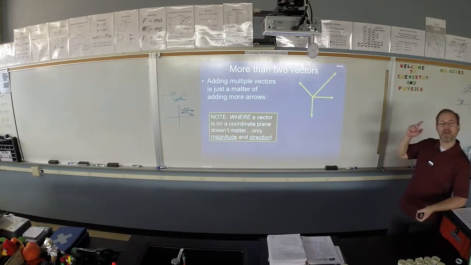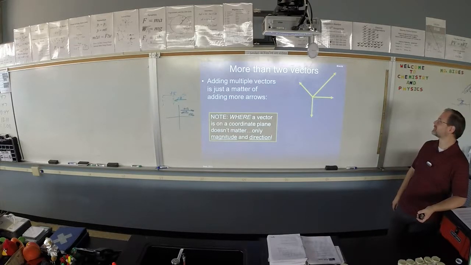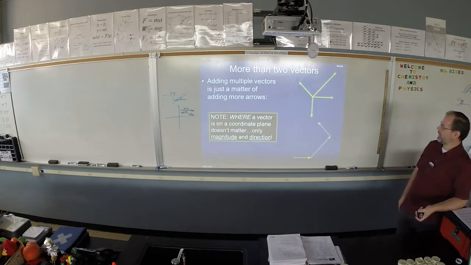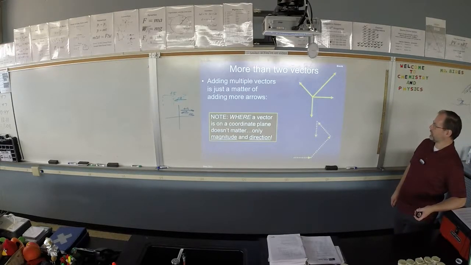See if you can, in your mind's eye, figure out the resulting vector of this. I'm going to add that vector. I'm going to arbitrarily choose to add that vector next, then that vector, and there's the resulting vector. Looks like that. Questions?